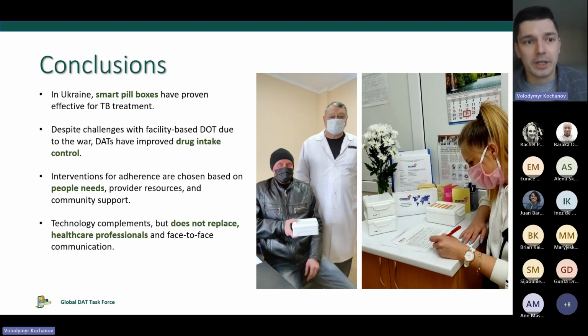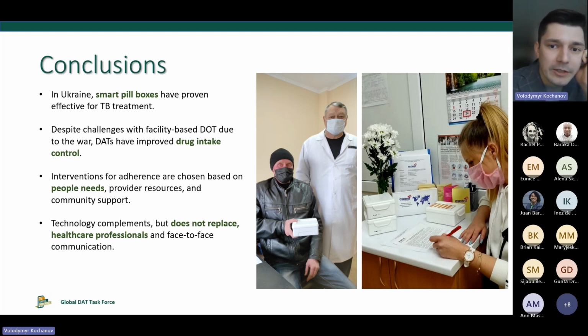people need to make. And due to security concerns and infrastructure challenges, we all understand that currently it is very important for Ukraine. Despite challenges with facility-based directly observed treatment due to the war, digital adherence technologies have improved drug intake control because of the above-mentioned points I mentioned when I demonstrated the quote from the previous slide.